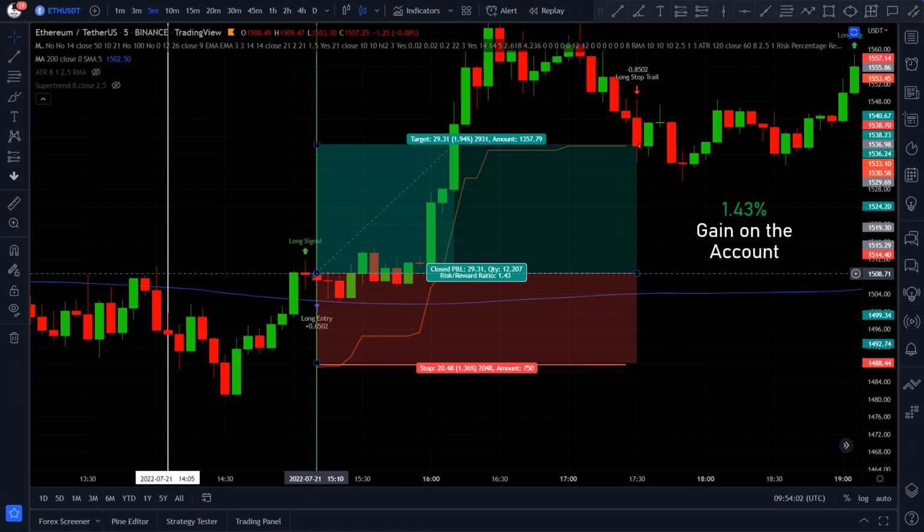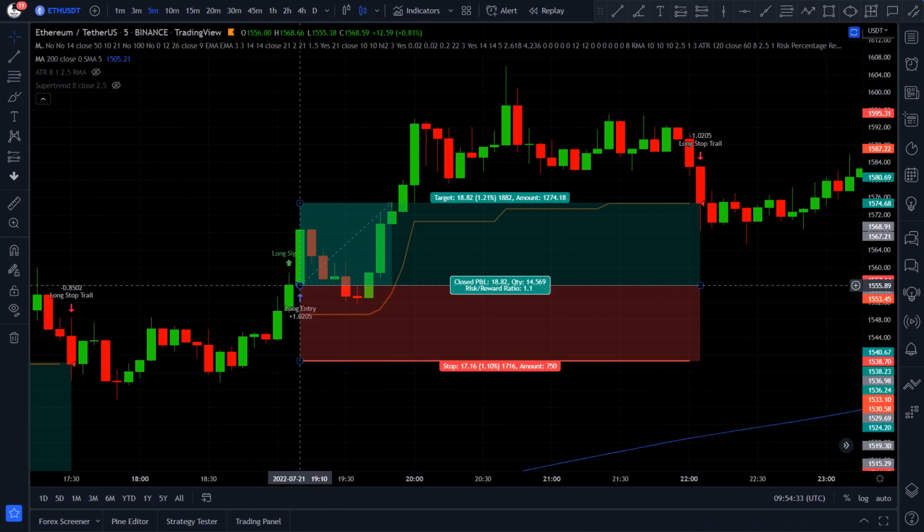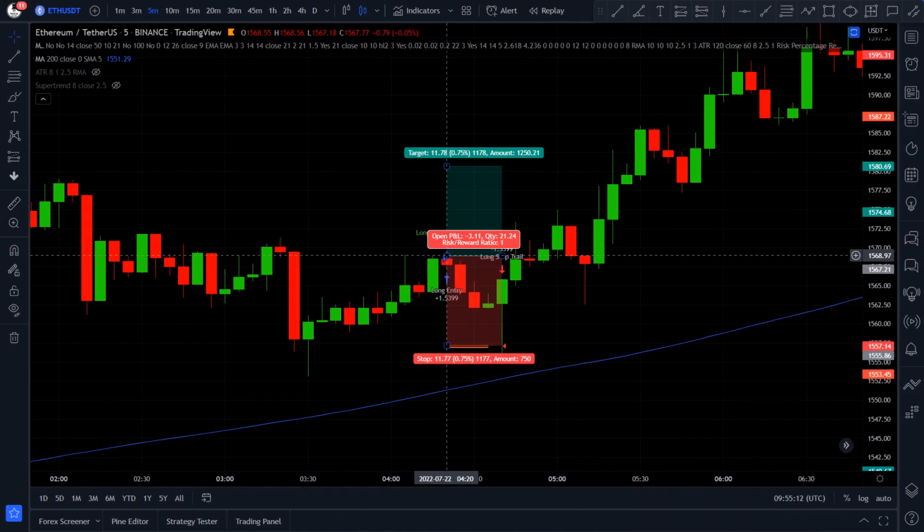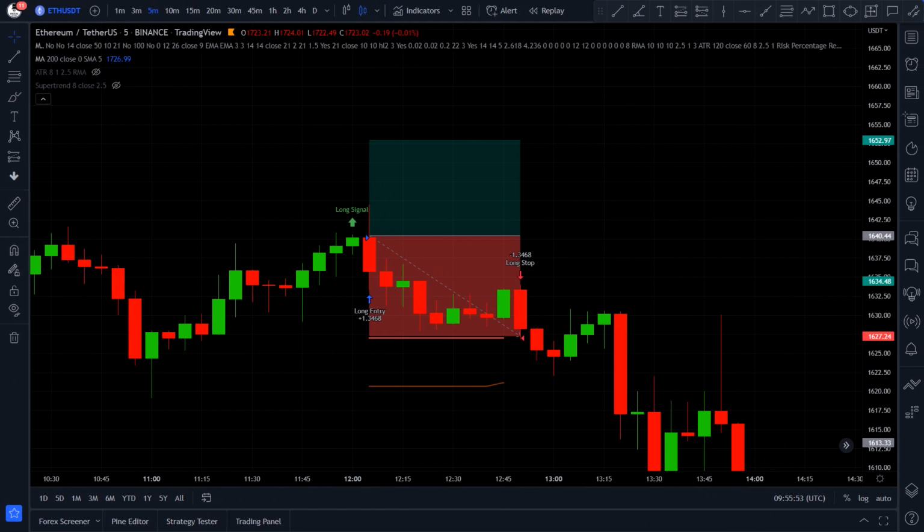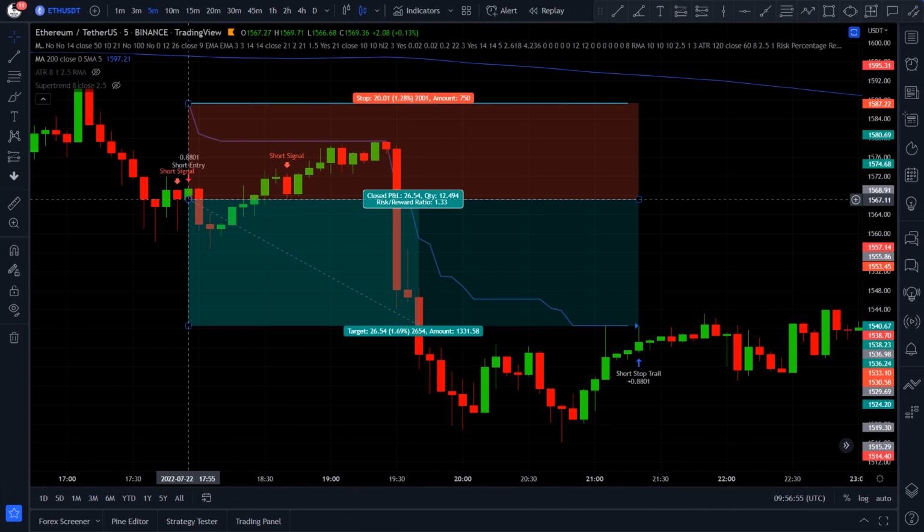So in case of a very strong trending move, you can achieve even a 1 to 5 risk to reward ratio. Strategies with trailing stop losses have the ability to ride these rapid strong moves. The second trade is another winning one with a 1 to 1.1 risk to reward ratio. The third and the fourth one are losses with a 1% loss on the account each. The fifth is a 1.33% win.